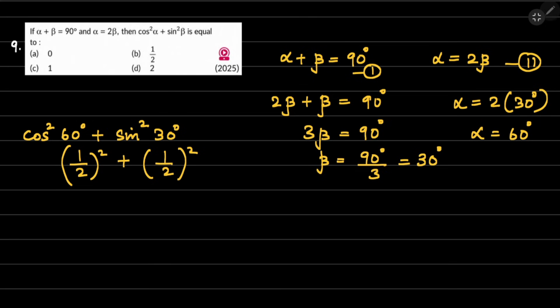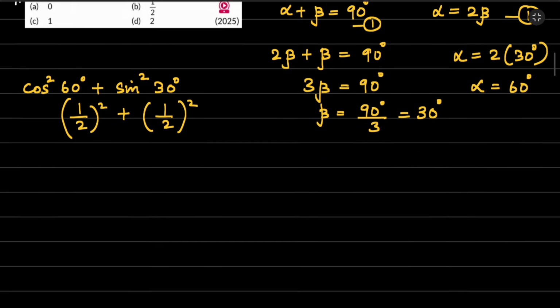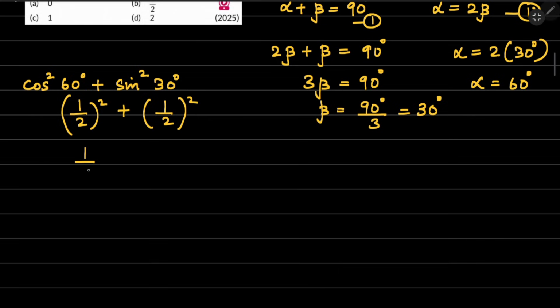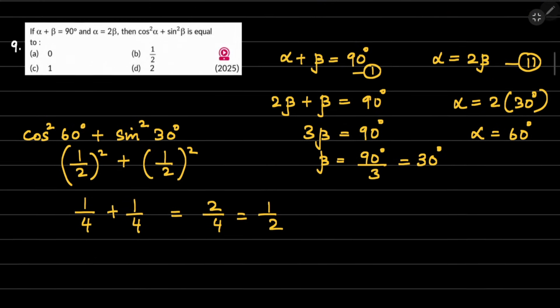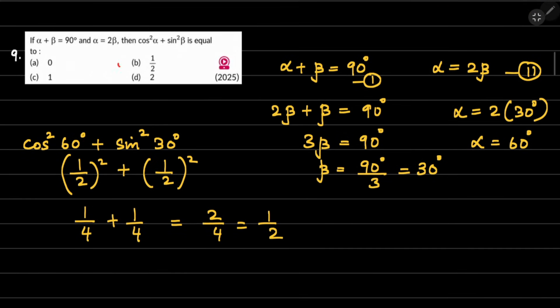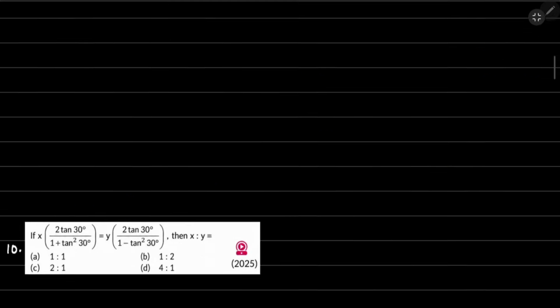So again, as you are observing, you have to be very, very good in identifying the values of the trigonometric ratios of angles. So here it is 1 by 2, the whole square is 1 by 4, plus 1 by 4, which is 2 by 4, which is 1 by 2. So the answer is 1 by 2. Option number B is the correct answer. Let's see the next question.